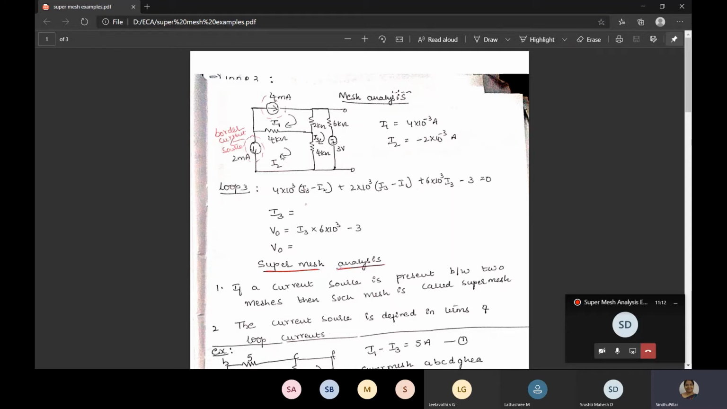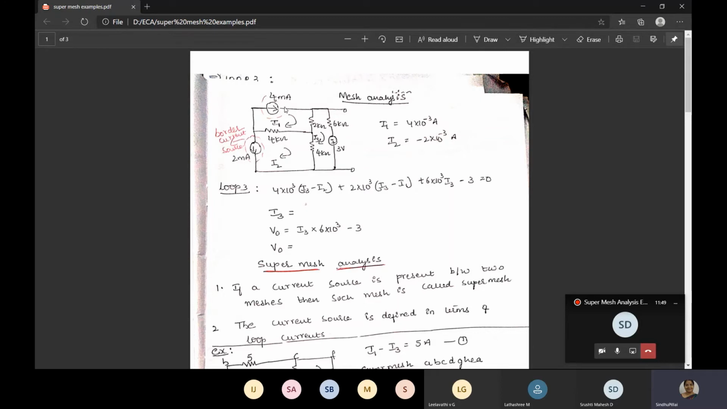The next step in mesh analysis is to see whether there are any border currents. Border means not in the middle branches, but completely at the border. Is there any current source? If there is a current source, then that loop current will be this current source only. In I2 there is a current source of 2 milliamps, and for I1 also, at the border, we have a current source of 4 milliamps.